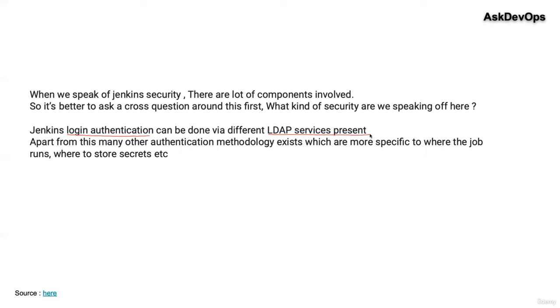There are other parts of security in Jenkins too. For example, how do you handle secrets? Meaning, during the build of a particular job, it might require certain secrets to be present. Where do you store these secrets in Jenkins? So there are different scenarios here.